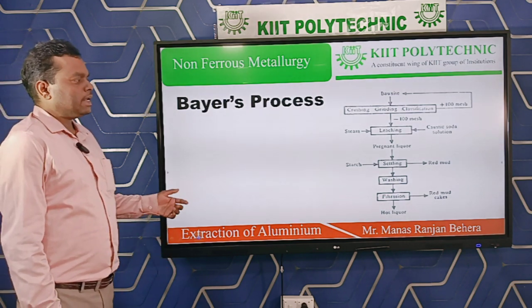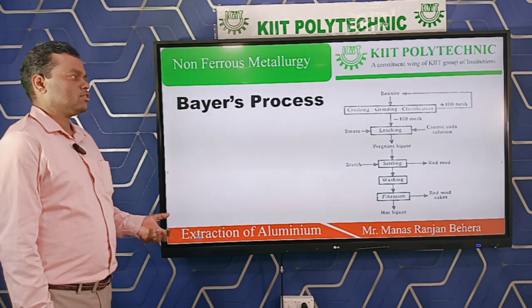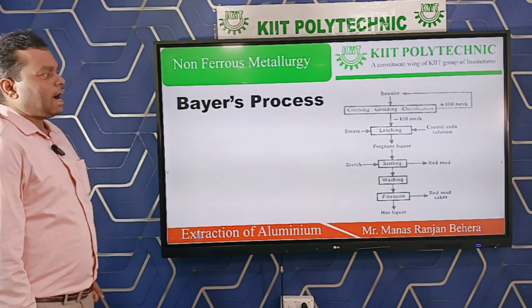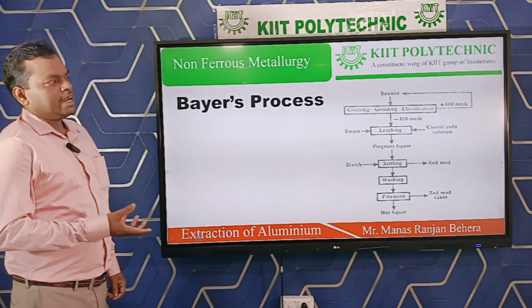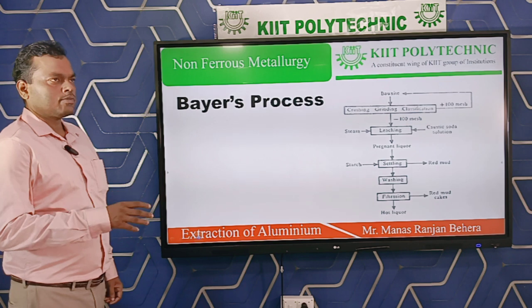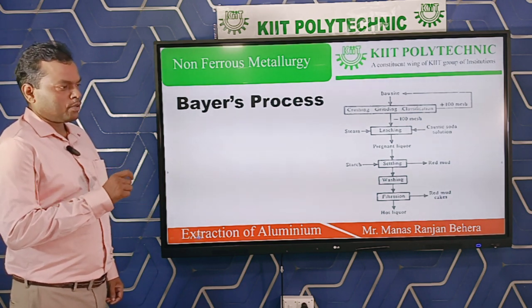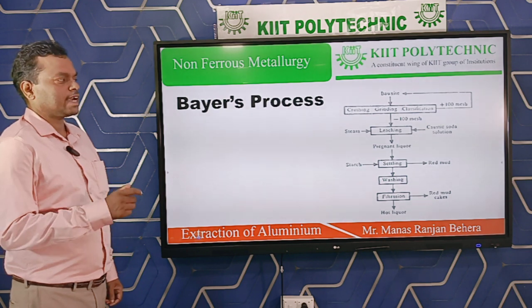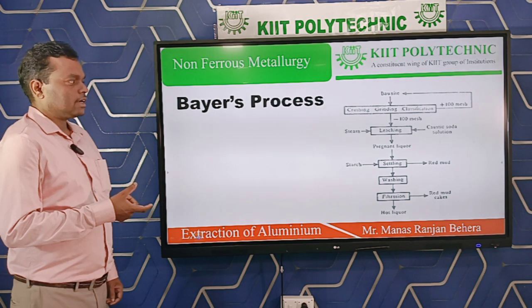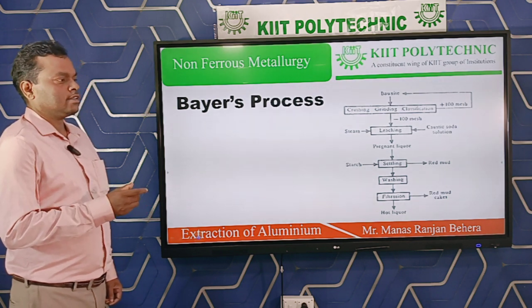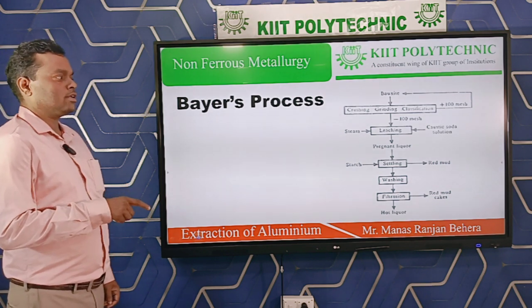After that, pregnant liquor is found, which is also known as hot liquor. And in that leaching solution, what happens? Alumina is dissolved. Alumina we got from the bauxite ore, that is dissolved in the solution. But some important other materials which cannot be dissolved are iron oxide, titanium oxide, and a little bit of silicon oxide. That undissolved part we have to look into.